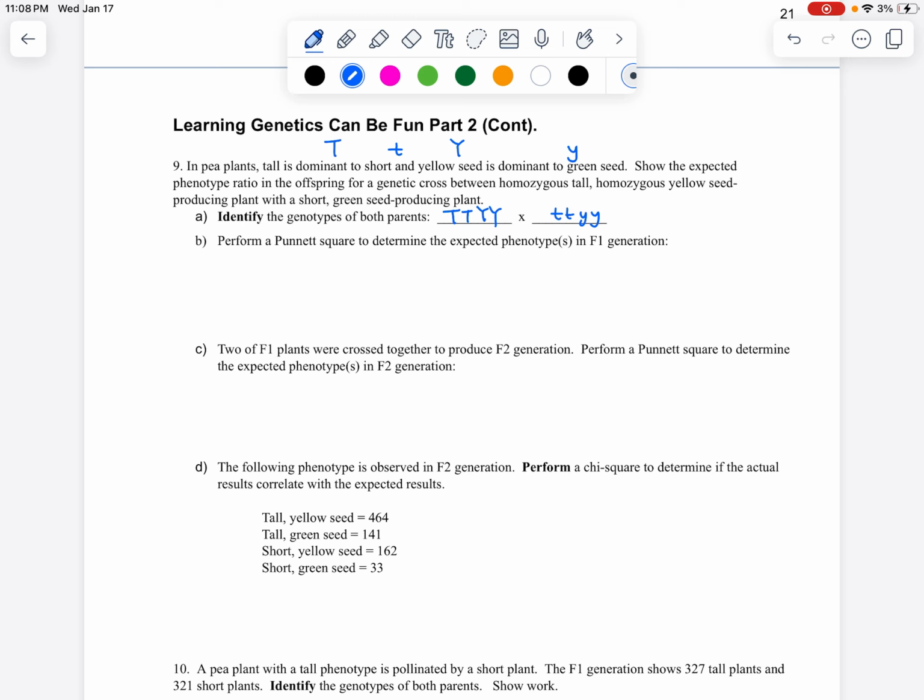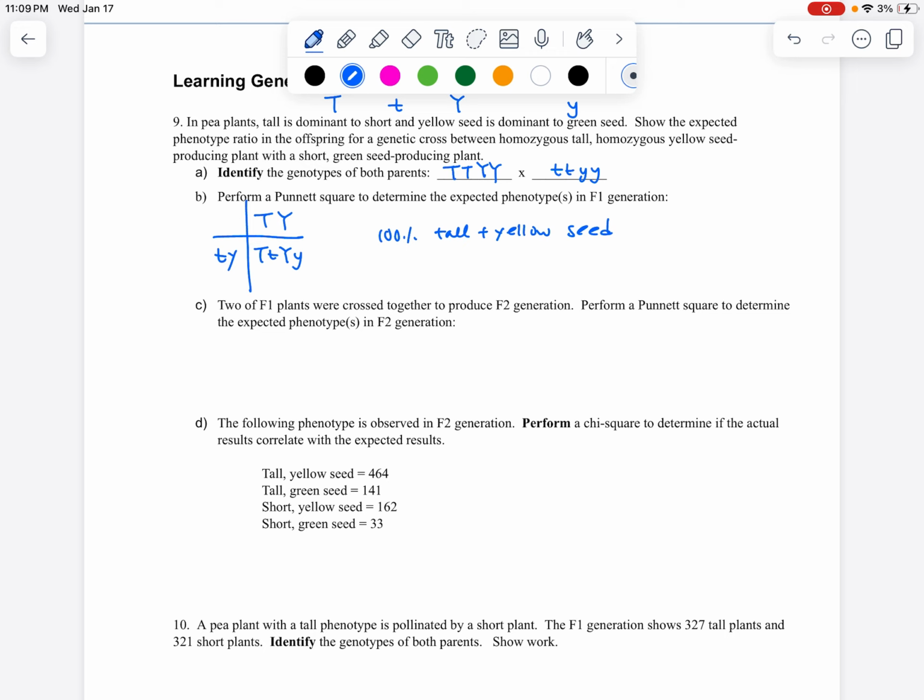B says perform a Punnett square to determine the expected phenotype in F1 generation. If you do the FOIL, you will notice that you can only produce one type of gamete in either parent. So 100% of the F1 will be double heterozygous. But phenotypically, 100% tall and yellow seed producing, right? Okay, moving on to part C.